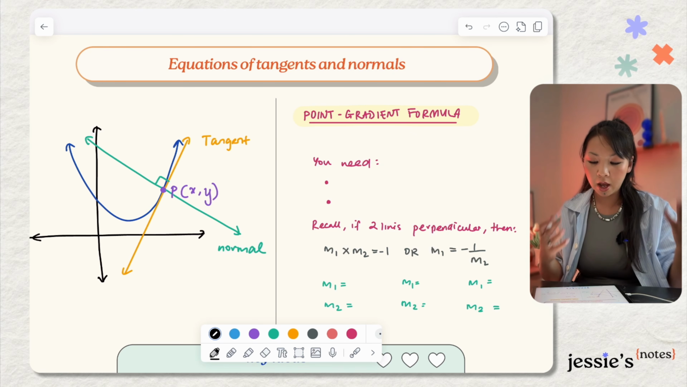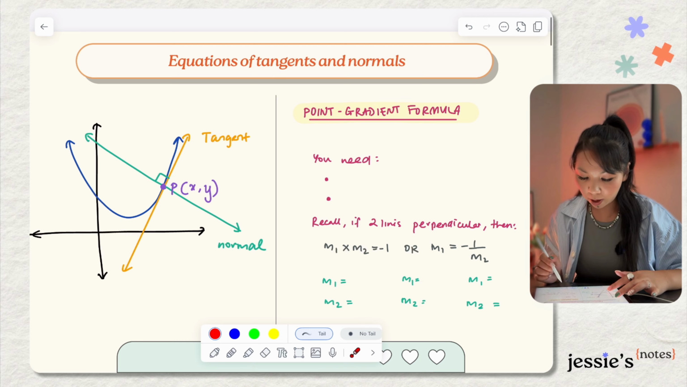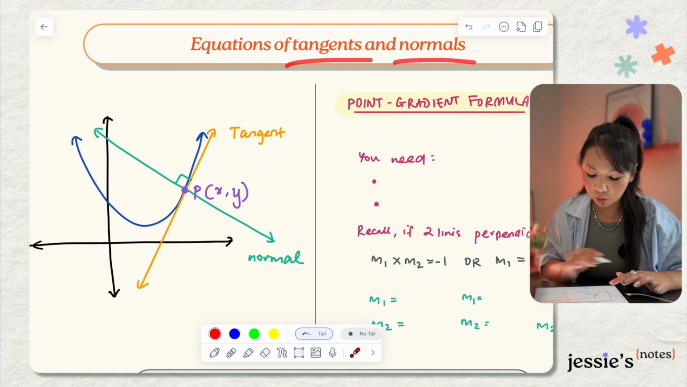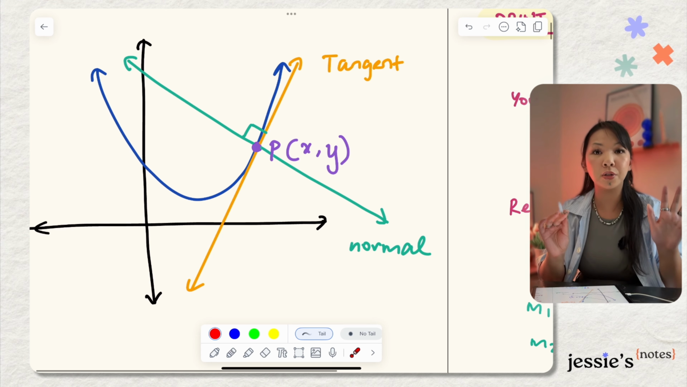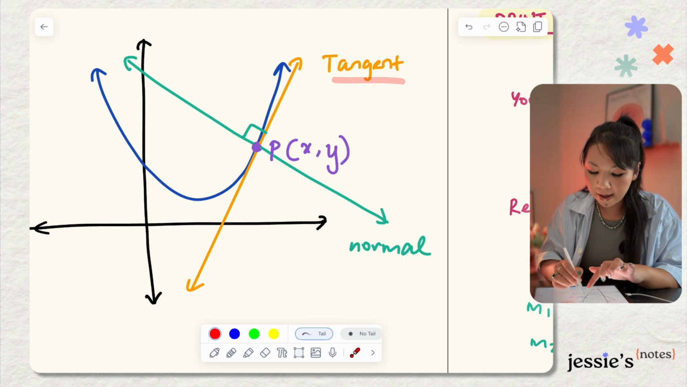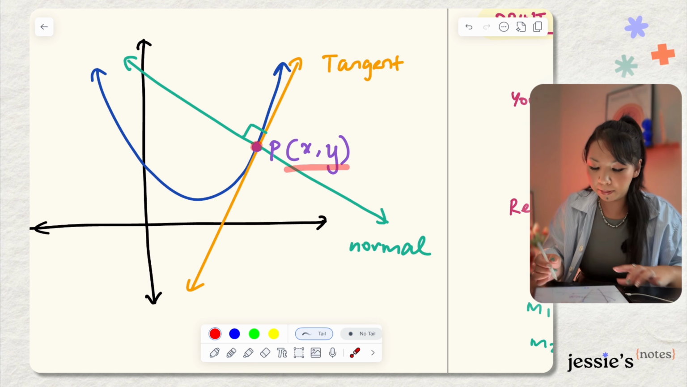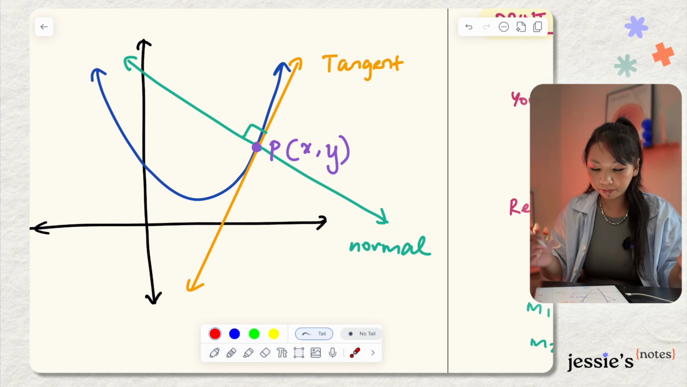Okay, so a lot of students memorize the steps, but don't really know what they're doing. So when we talk about finding the equation of a tangent or a normal, this little visual over here helps you understand what is going on. If my goal is to find the equation of the tangent that passes through some particular point P, I'm just essentially finding the equation of this line.